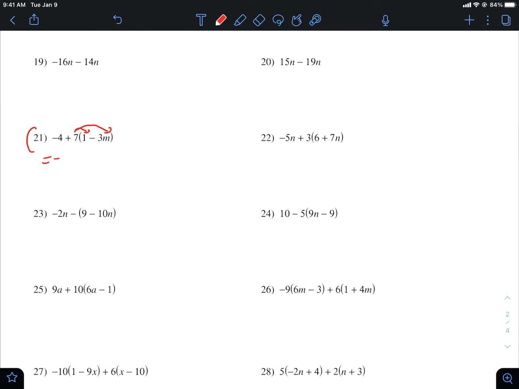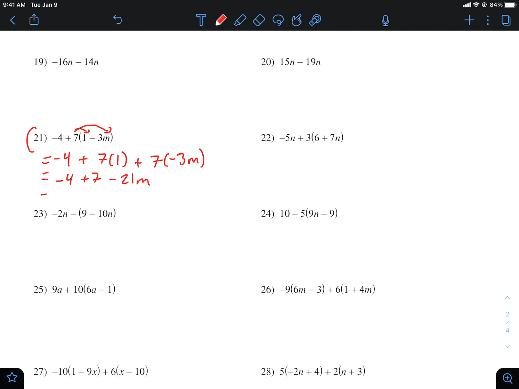So this is equal to -4 plus 7 times 1 plus 7 times minus 3m. Okay, so that 7 has been multiplied by both values in the brackets, and we add them together. That's the distributive property. So then that's -4 plus 7 minus 21m. So we take the 7, multiply it by the -3, and then that's our new coefficient for m.